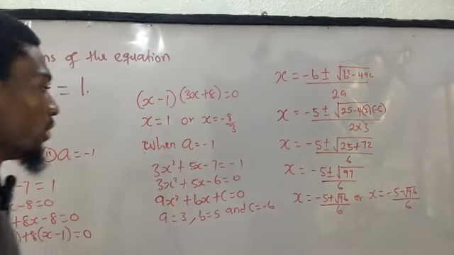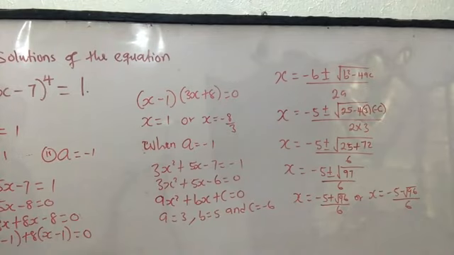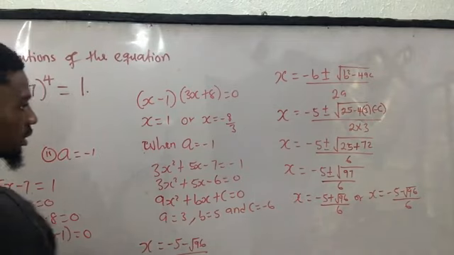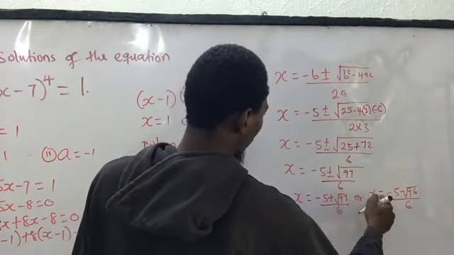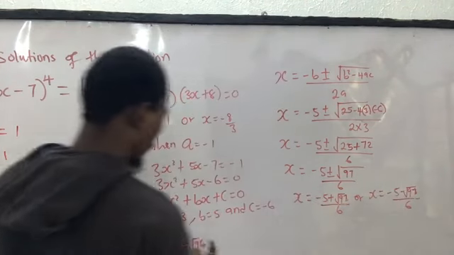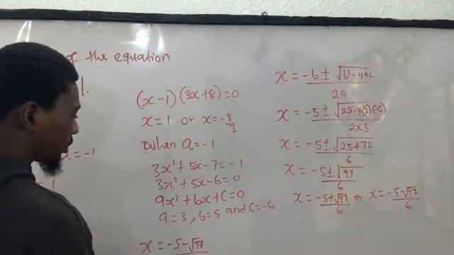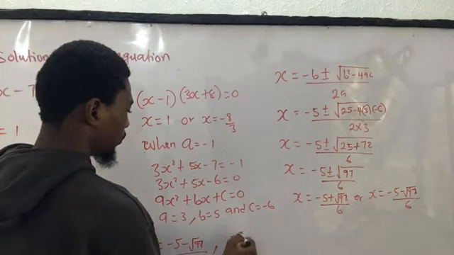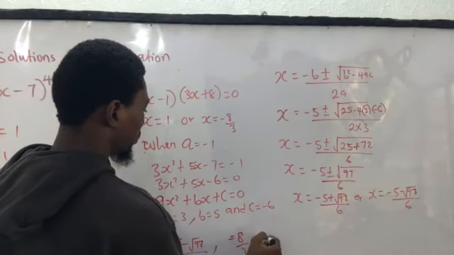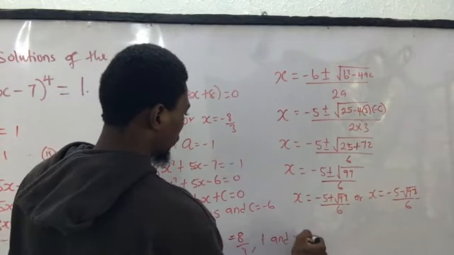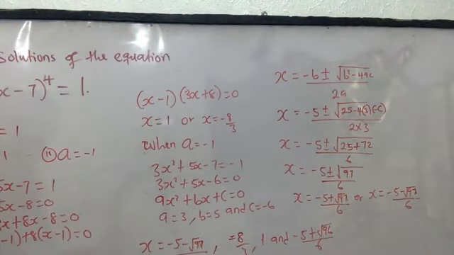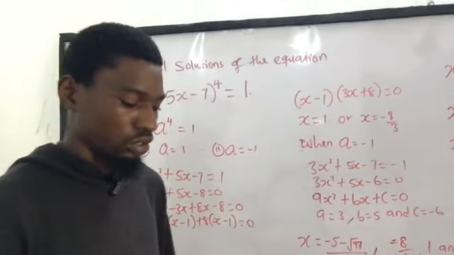So the values of x that will satisfy this equation are x is minus 5 minus root 97 over 6, then minus 8 over 3, then 1, and minus 5 plus root 97 over 6. So these are the values of x that will satisfy that given equation.